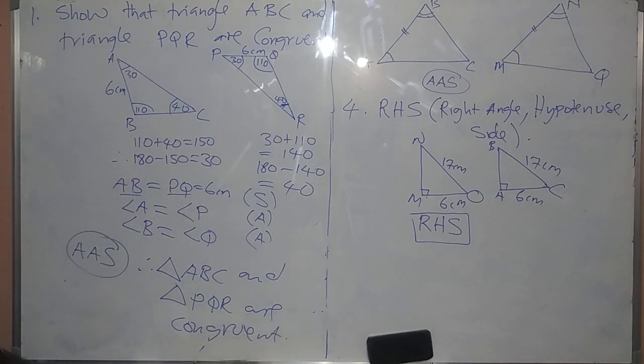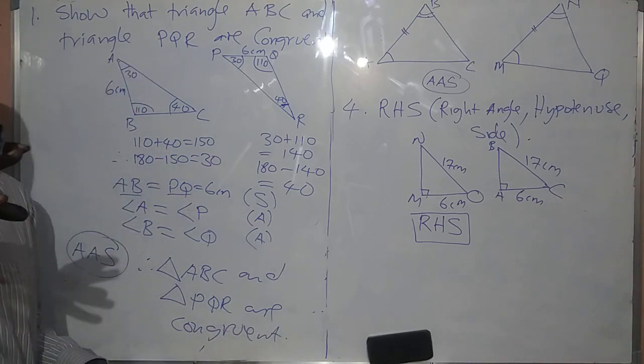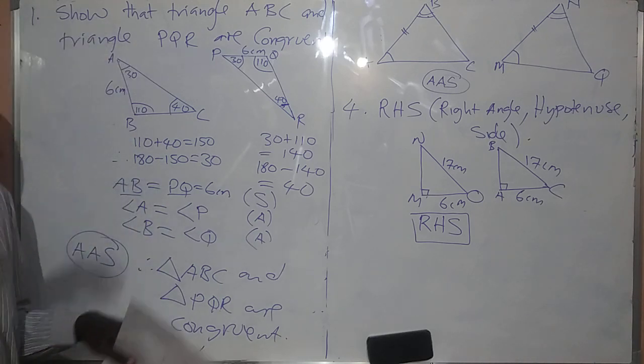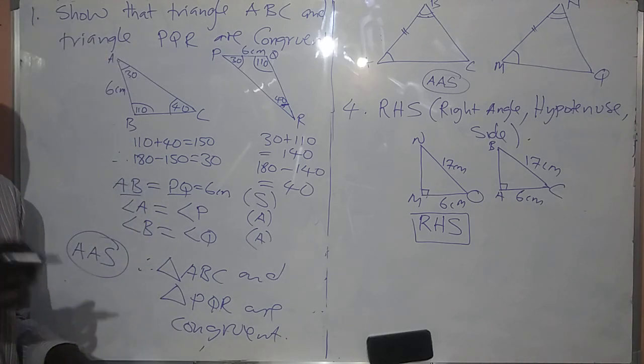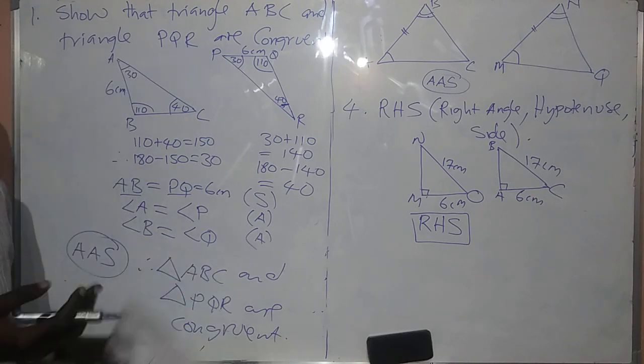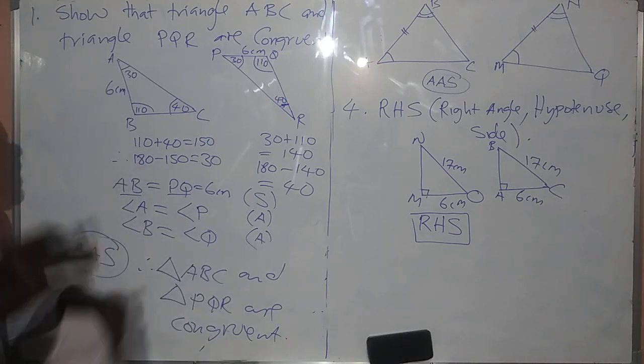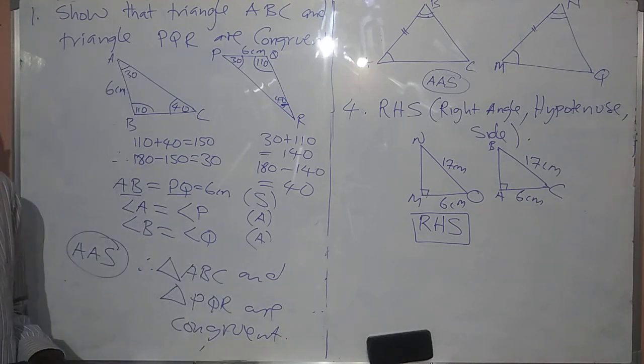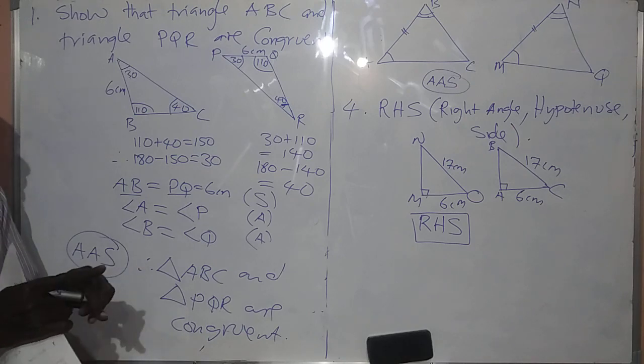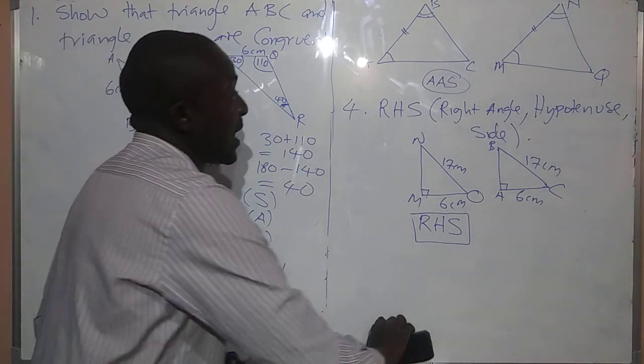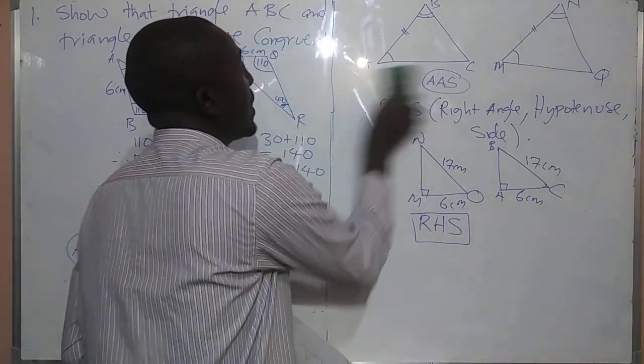All you do is look for the angles that are the same, just two of them, and the sides that are the same. If there are no sides that are the same, just look at the angles. If all the angles are equal, then the two triangles are congruent. Okay, let's go to our last example now on congruence.